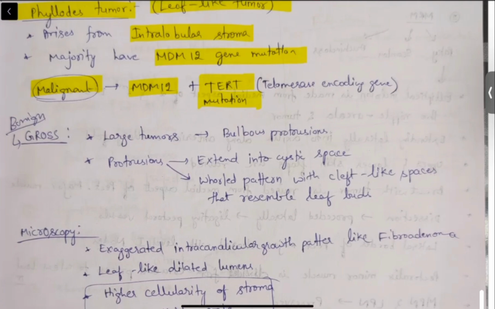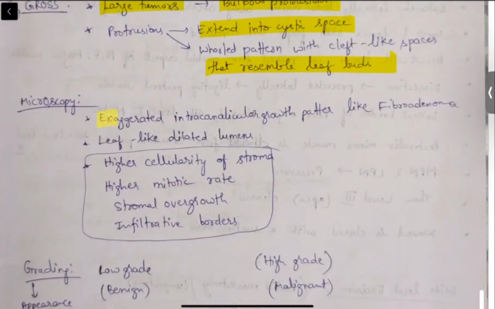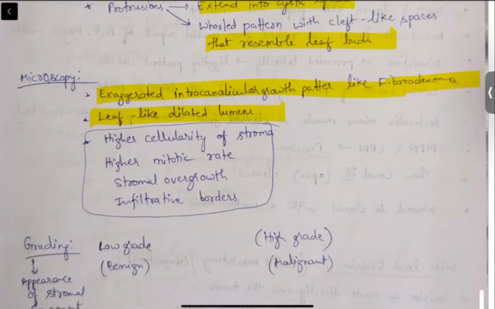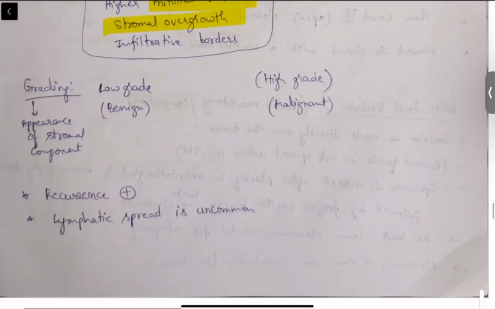On gross pathology, it appears like a large tumor with bulbous protrusions, and these protrusions usually extend into the cystic space, and they have a whorled pattern with cleft-like spaces that resemble leaf buds. Hence the name Phyllodes tumor. On microscopy, again, these will be exaggerated intracanalicular growths like fibroadenoma only, but there are leaf-like dilated lumens. These usually have high mitotic rate, stromal overgrowth, high cellularity, and all. Again, these are graded as low-grade Phyllodes tumor or high-grade Phyllodes tumor. Low-grade Phyllodes tumors are usually benign, but high-grade are malignant.